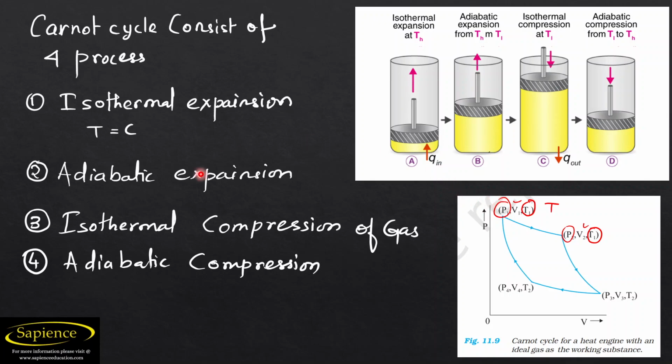Now we will talk about process B, that is your adiabatic expansion process. Adiabatic means, again I am telling you, Q, the change in heat, is zero, there is no heat exchange. But the temperature will change from T1 to T2. In this adiabatic expansion process, expansion means the gas expands, and so work is done by this expansion. Got it?